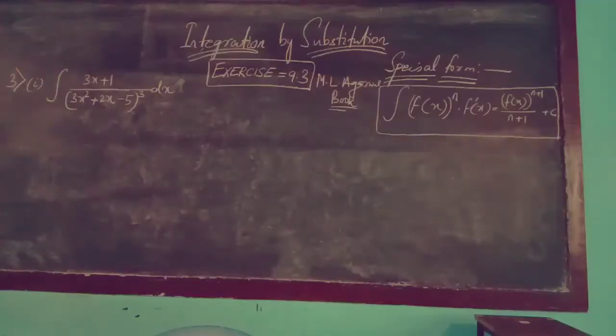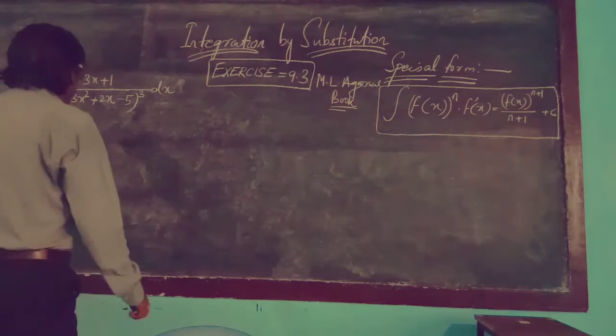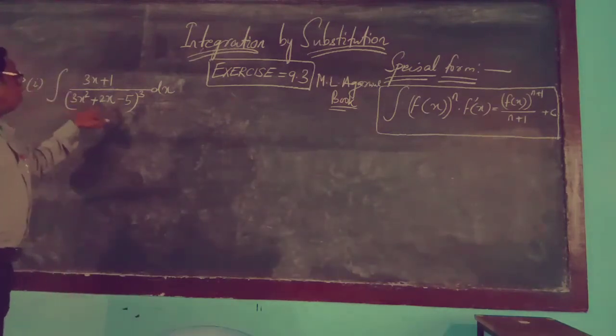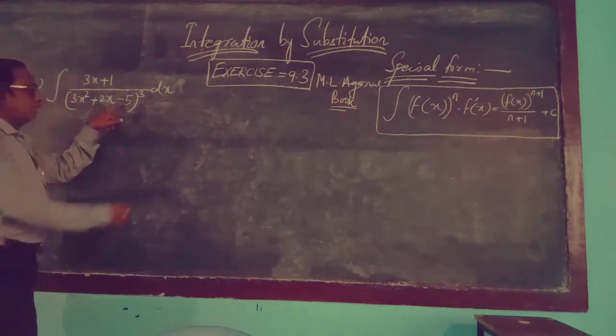This is question number 3, first part: integration of (3x plus 1) divided by (3x square plus 2x minus 5) whole cube dx. Just see the process of solving here. You take 3x square plus 2x minus 5 as u.